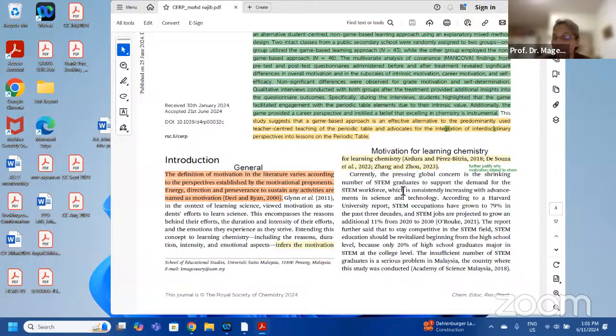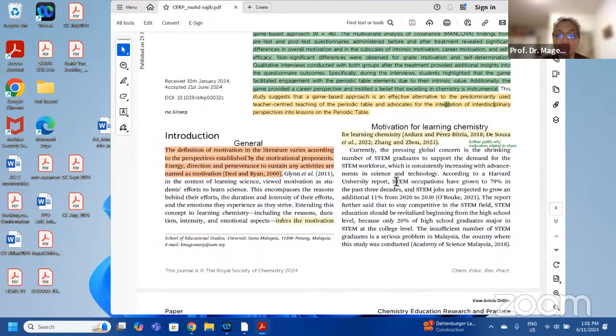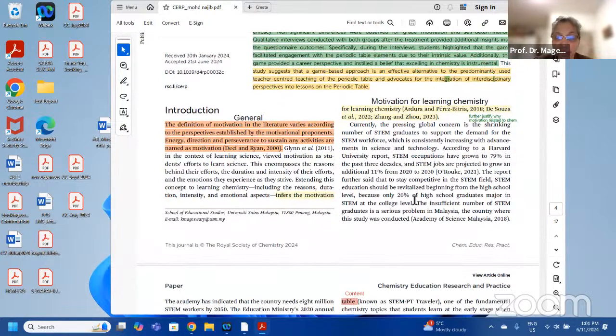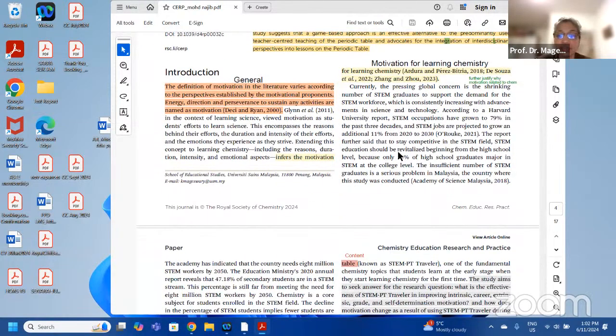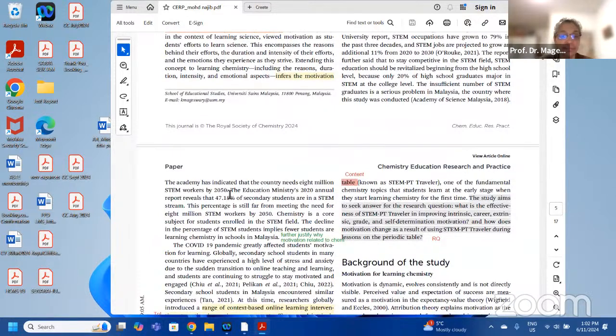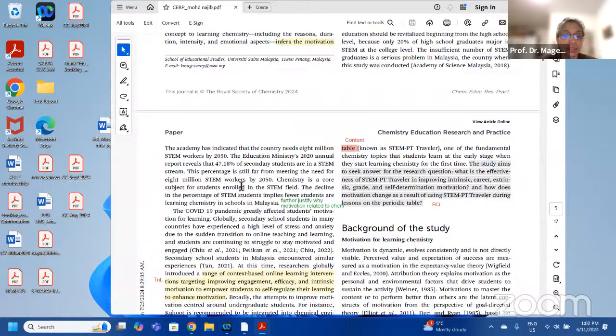If you read here, you can see I talk about STEM, less students are taking up STEM. I started from that perspective. There are so many other ways to write, but I'm talking about students taking up STEM. The STEM field is so important, but we can see the number of people in STEM is decreasing, and this is also the case for Malaysia. You can see that the Education Ministry 2020 annual report reveals that STEM students are reducing so drastically.